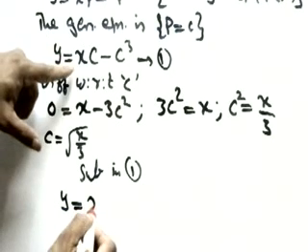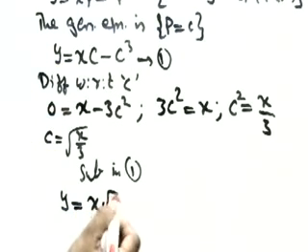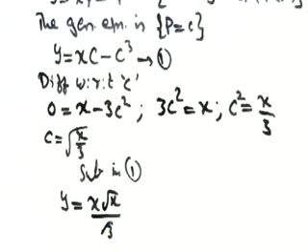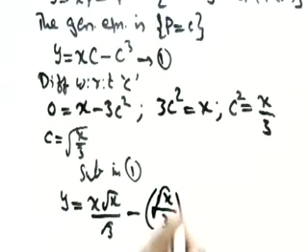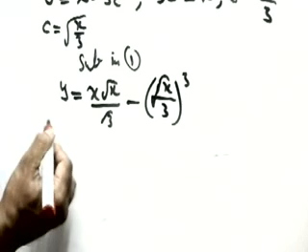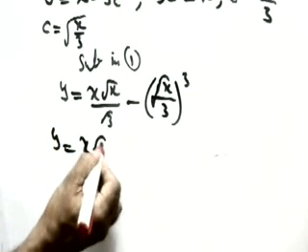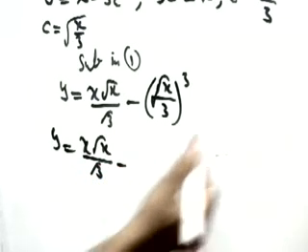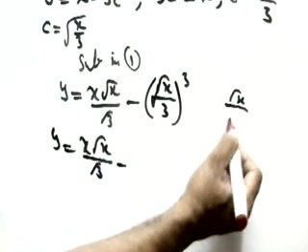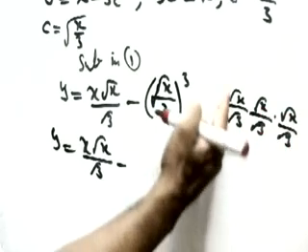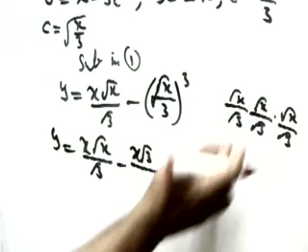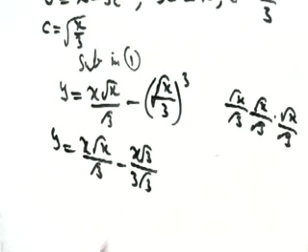Substituting in 1, you see here y equals x into c. What is c? We have root x by root 3. I'm writing like this: root x by root 3 minus c cube, which means root of x by 3 whole cube. Now let me solve it to get the answer. y equals x root x by root 3 minus root x by root 3 into root x by root 3 into root x by root 3. So root x into root x will become x root x, and root 3 into root 3 will become 3 root 3. So let me take LCM here.